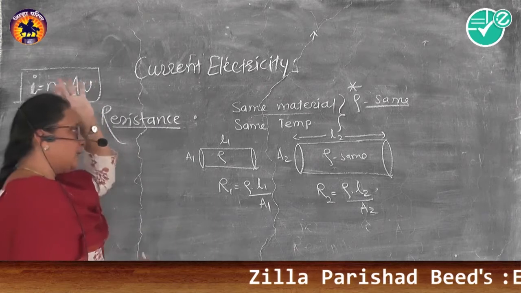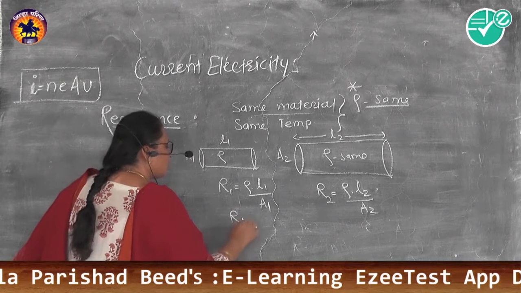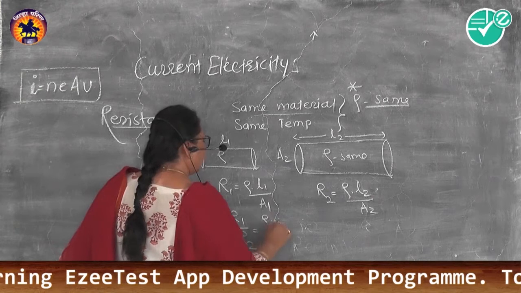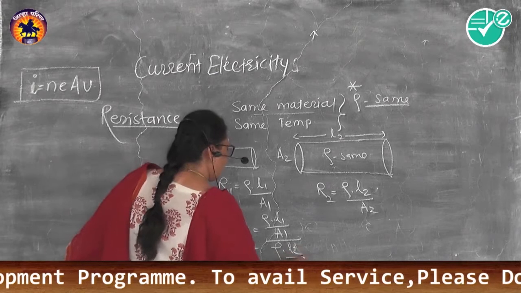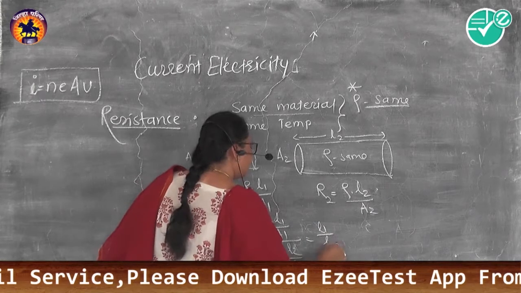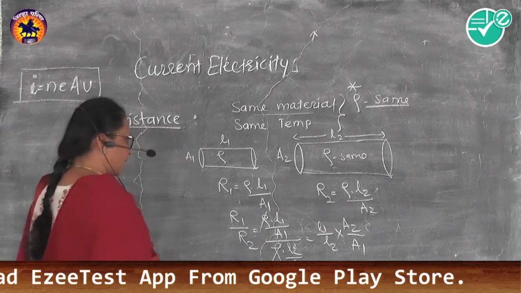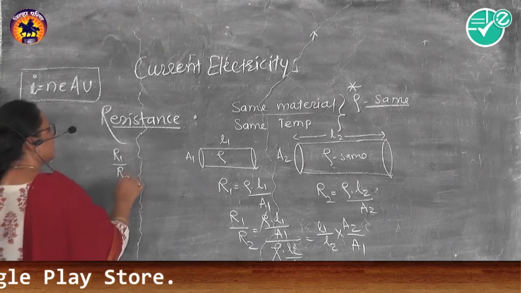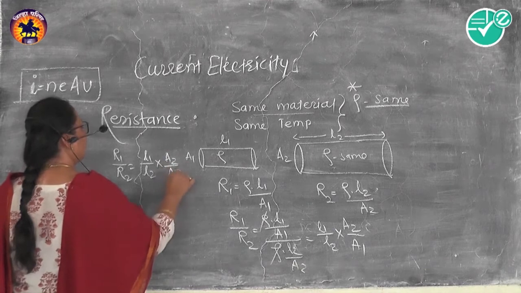And if we have to relate these two relations, then we have to use the ratio of these two equations, R1 upon R2. Then it will give rho into L1 upon A1 divided by rho into L2 upon A2. Here rho gets cancelled and you will get L1 upon L2 into A2 upon A1. So this is actually the relation for resistance when we have changed in this way, L1 upon L2 into A2 upon A1.